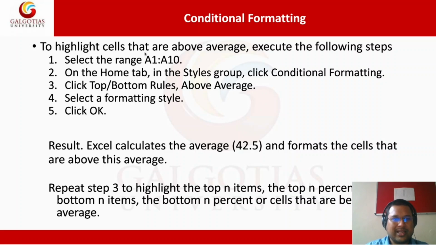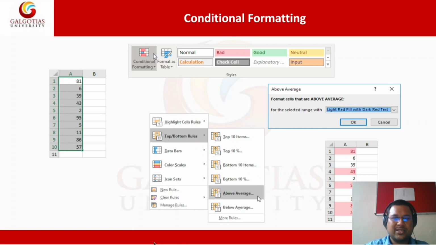So what will happen, given this data from A1 to A10, it will calculate the average and format the cells that are above the average. Now again you can also repeat the step to highlight the top n items, top n%, the bottom n items, the bottom n%, or cells that are below average. So there are many options. If you go to Top/Bottom Rules, there are top 10 items, top 10%, bottom 10 items, bottom 10%. Bottom 10 items and 10% are different. Suppose you have 100 samples, then bottom 10 items and bottom 10% will be the same, but if your sample size is 50 or 200 or 300, then these two are different.